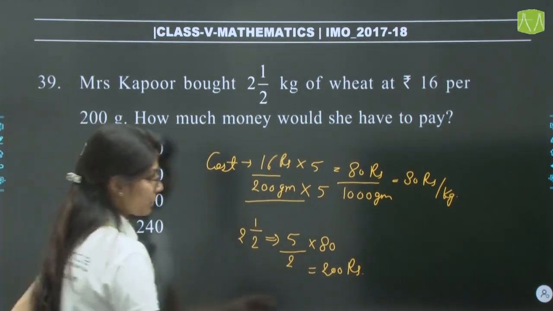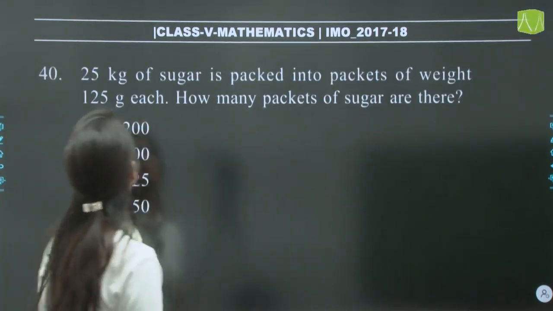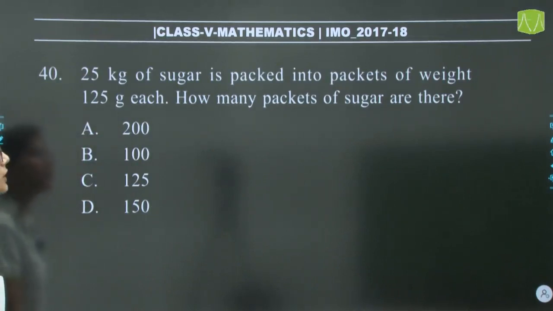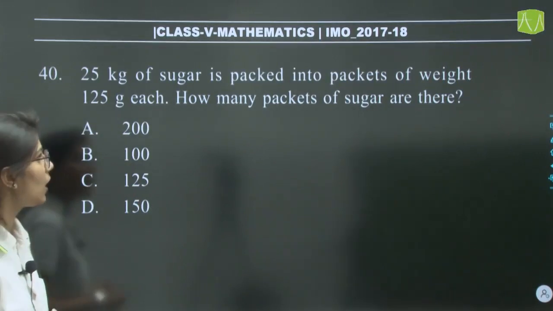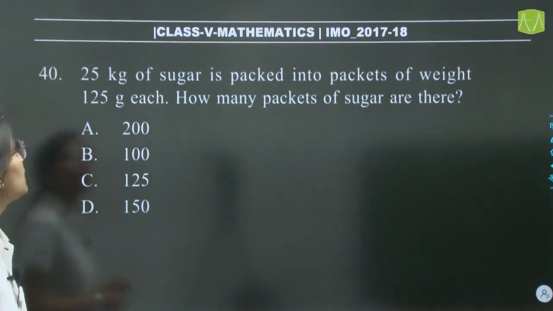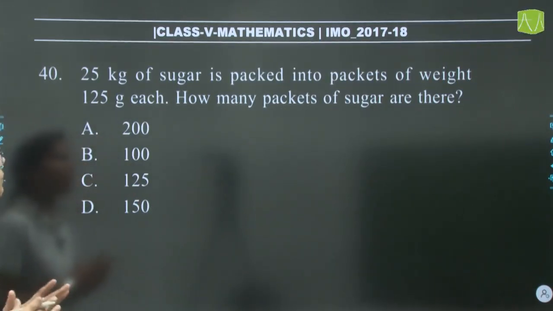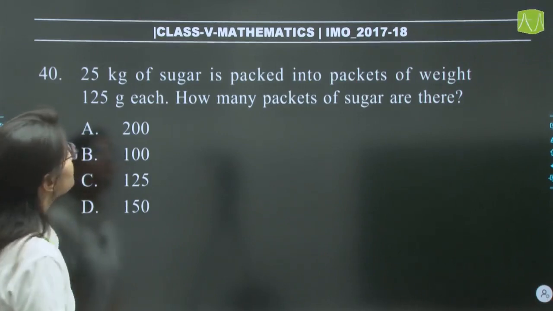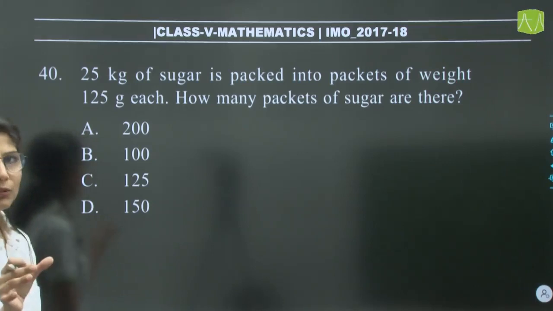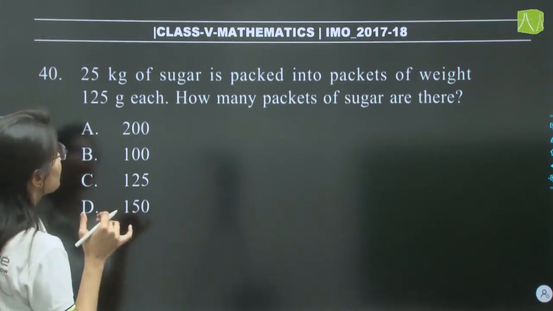Okay, let's take the next question. 25 kilogram of sugar is packed into packets of weight 125 gram each. How many packets of sugar are there? So we need to find out the number of packets she has to pack. So 25 kilogram sugar is packed, so the total amount of sugar is 25 kilogram. We need to find out the number of packets.